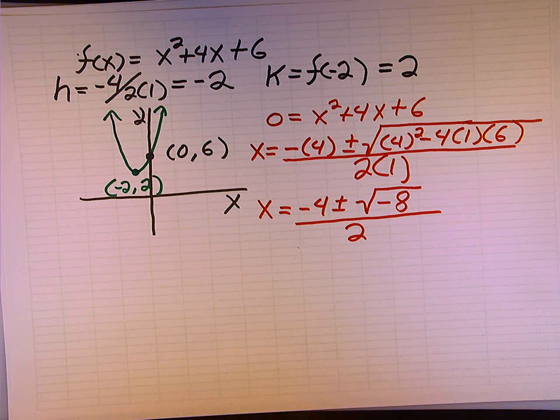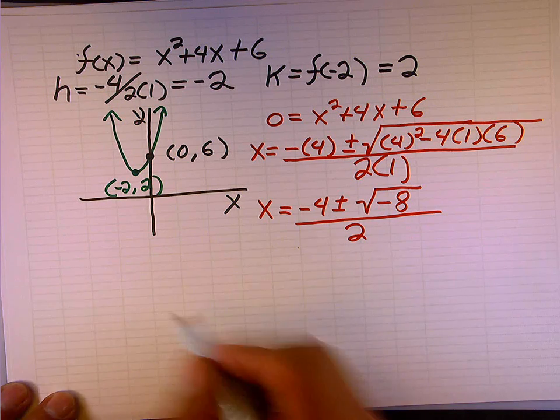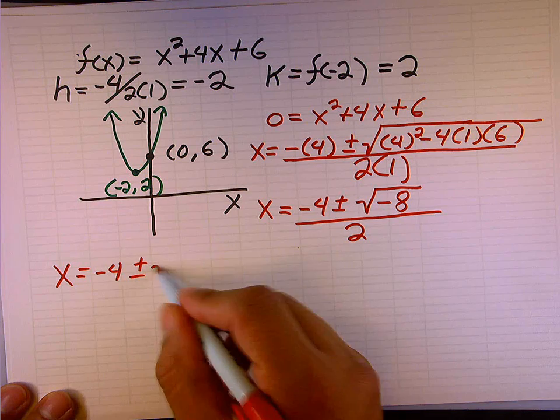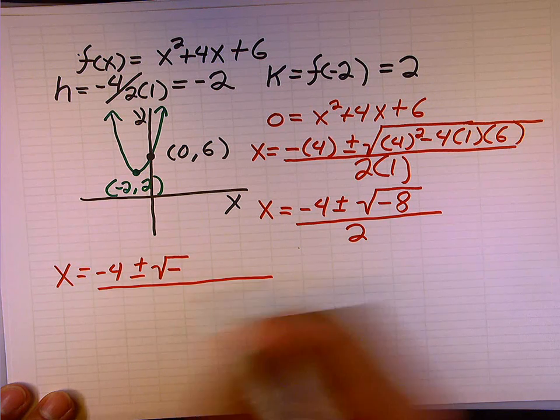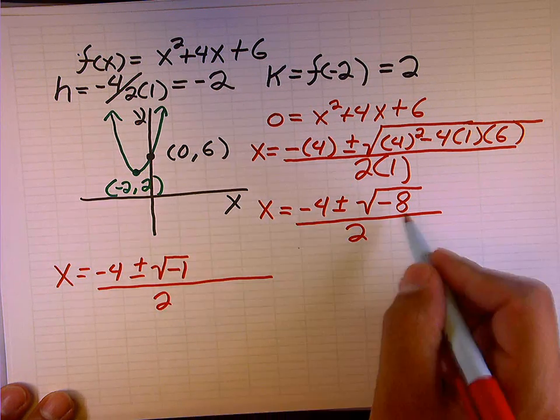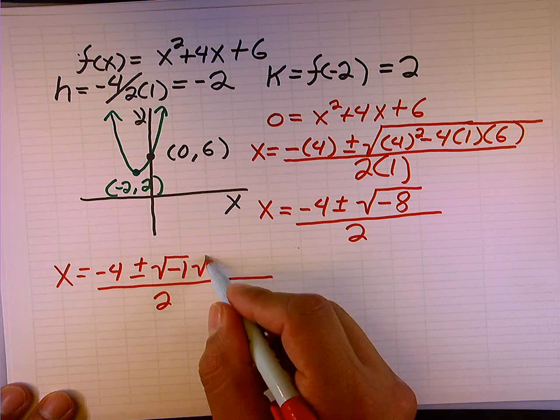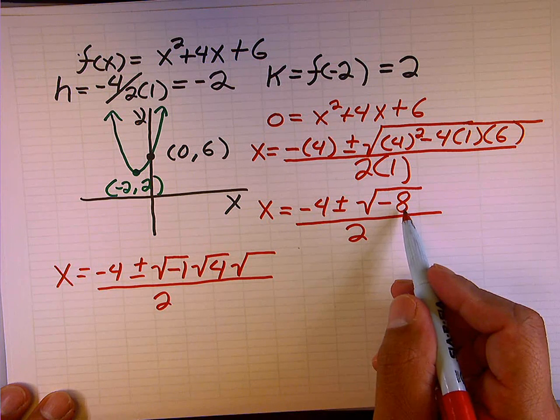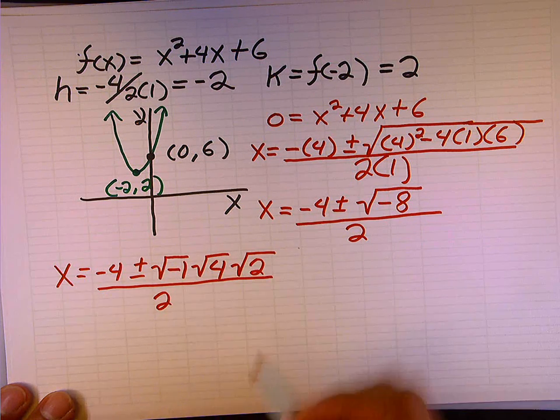So this has no real solution because it doesn't really cross the x-axis. But I'm going to go ahead and write the solution as a complex number in reduced, radical, reduced fraction format. So, two things I'm going to separate out from the radical. I'm going to separate out that negative 1. I'm going to separate out the largest perfect square, which is a 4. And when I factor out a negative 1, I get 8. When I factor out a 4, I get a 2.